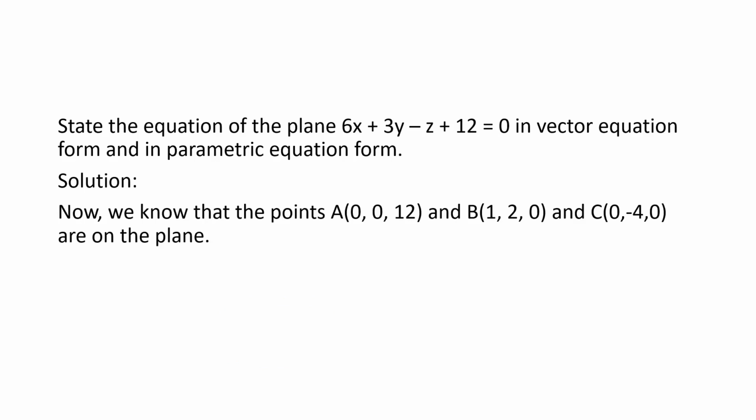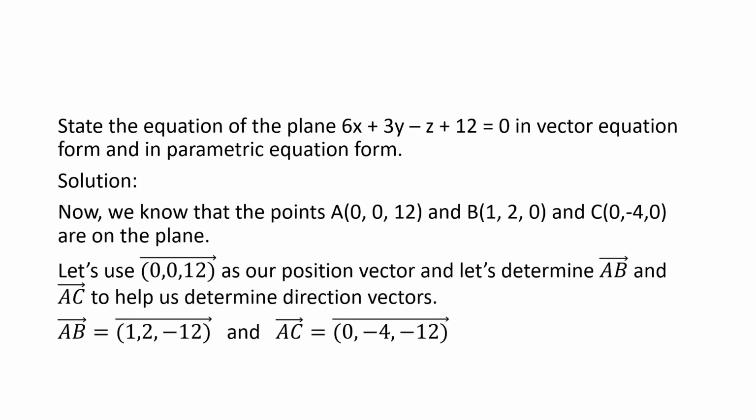So all we have to do is come up with a couple of direction vectors off of that. And we already know we'll be able to use any one of these points to be our position vector. So we'll use the vector (0, 0, 12) as our position vector, and we'll determine AB. Well, if A is (0, 0, 12) and B is (1, 2, 0), the vector AB will be (1, 2, -12).